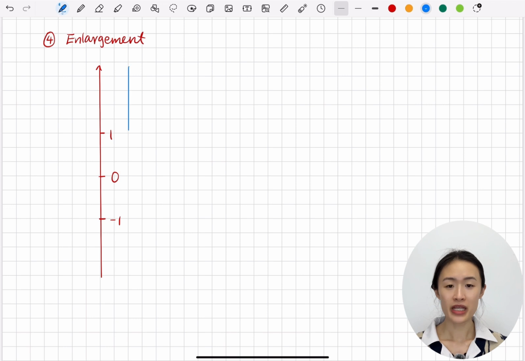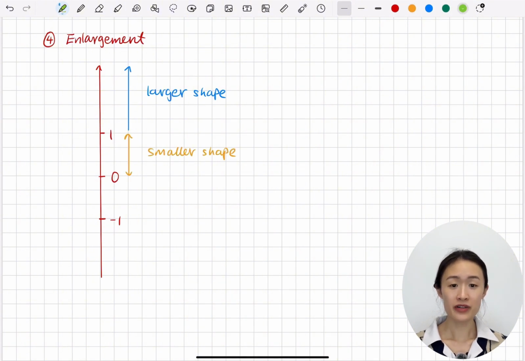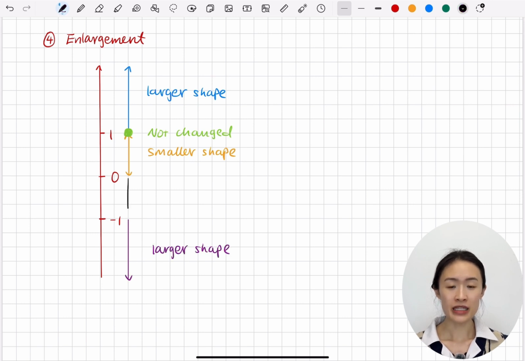So for example, if the scale factor is anything bigger than 1, then we will have a larger shape. If it's between 0 and 1, then we will have a smaller shape. However, if the scale factor is 1, then that means this shape is unchanged. Similarly, if it's anything smaller than -1, then we will have a larger shape. If it's anything between 0 and -1, we will have a smaller shape. And then if it's -1, the size of the shape will be unchanged.